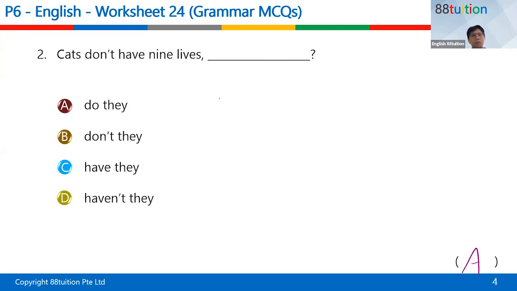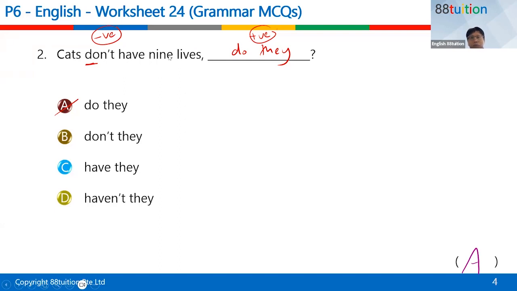Next one, cats don't have 9 lives, do they? Right? Reason being, I think you would know this, because this is a negative, and therefore it will be positive. So you have a negation here. Negation means not. Because you have a not here, you do not have a not here. So I hope that is clear. This one, I think you learn in primary 4, primary 5.